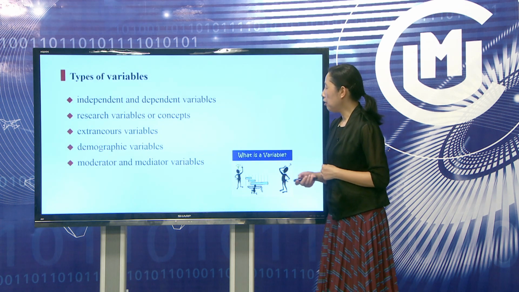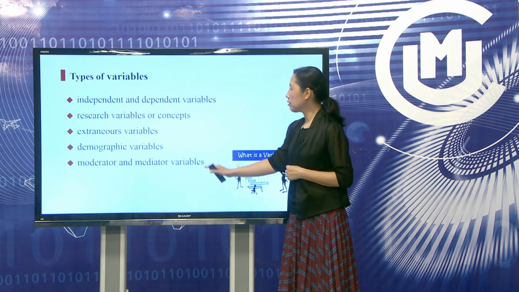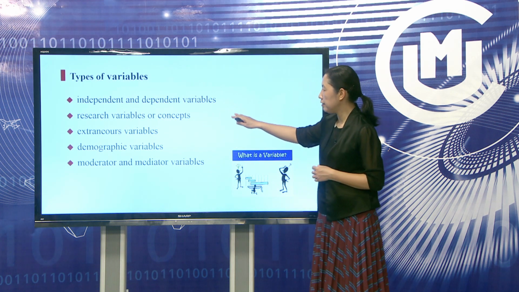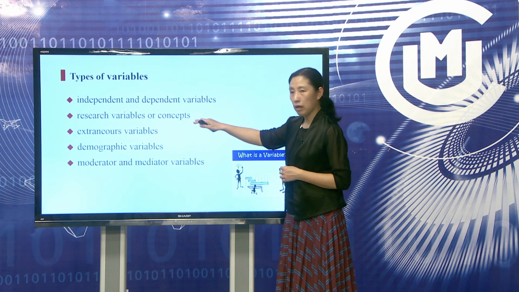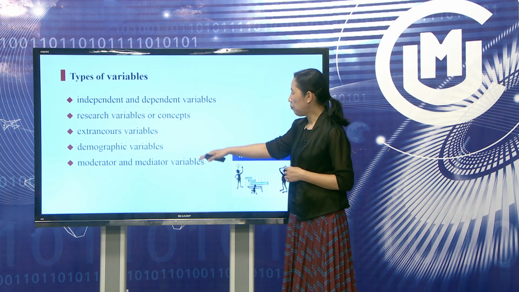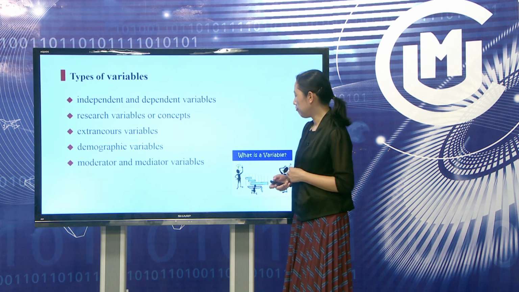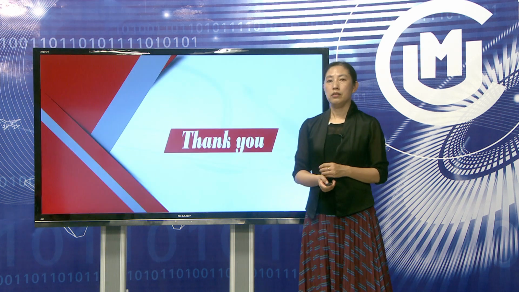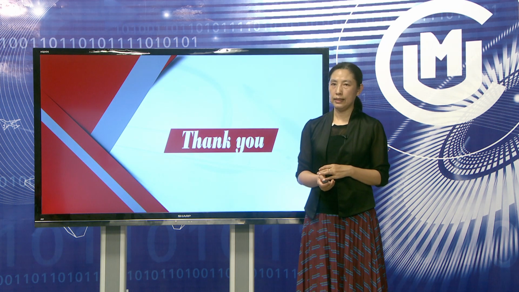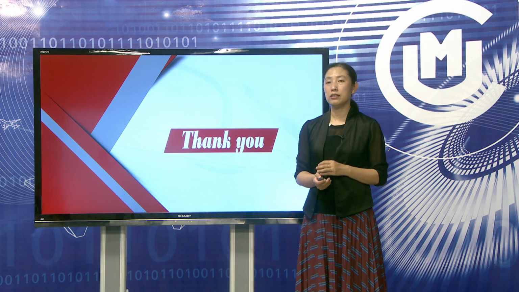So I talked about types of variables: independent and dependent variables, research variables or concepts, extraneous variables, demographic variables, and moderator and mediator variables. You can figure out the variables in your own study, and you can list them on the discussion board.